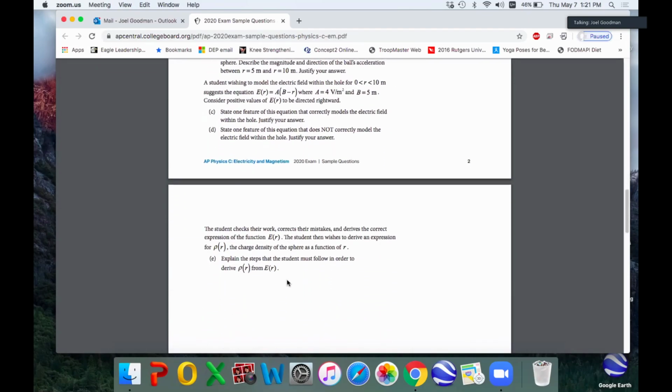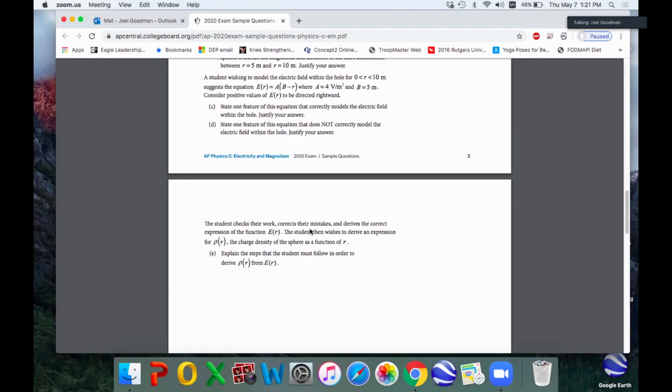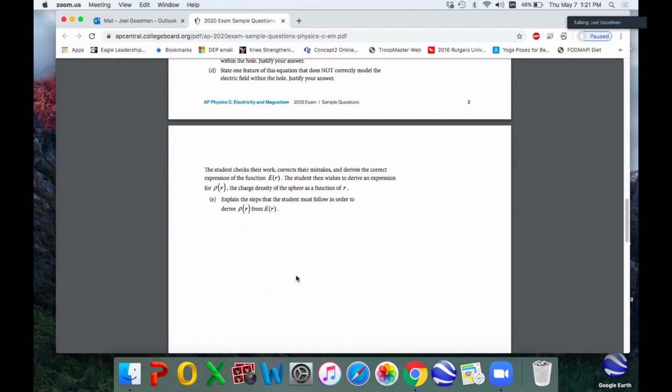All right. The student checks their work, corrects their mistakes, and derives the correct expression for E as a function of R. The student then wishes to derive an expression for the charge density. Any idea what they're talking about?